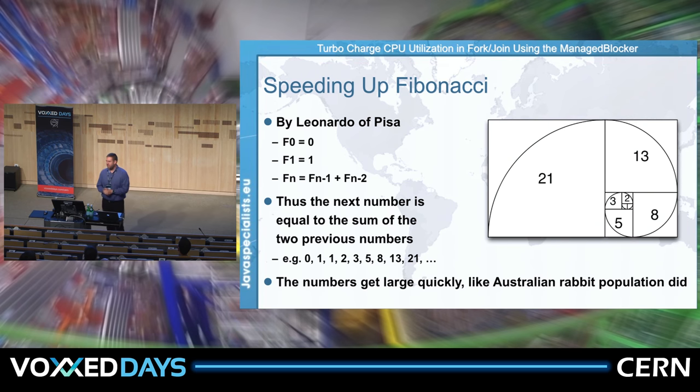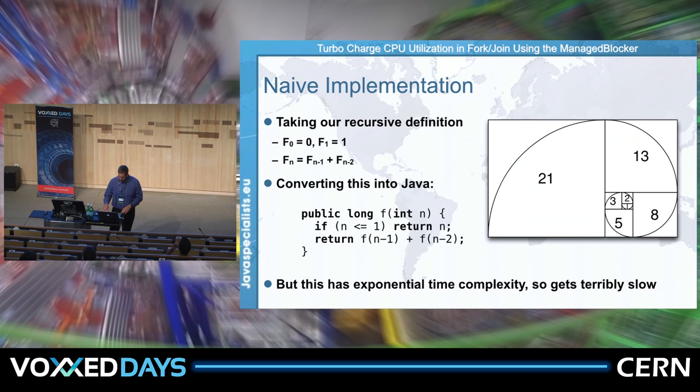We're going to look at a very famous number series by Leonardo of Pisa, most commonly called Fibonacci. It works like this: f of 0 is 0, f of 1 is 1, and f of n is the two previous numbers added together. So the next number is always the sum of the previous two, and the numbers get large very quickly, as you can see in Australia when they had this big problem with the rabbits breeding uncontrollably.